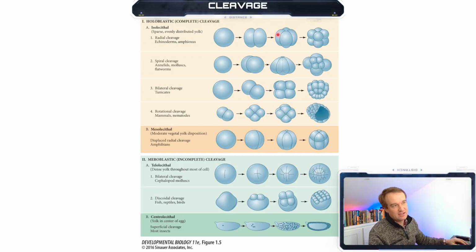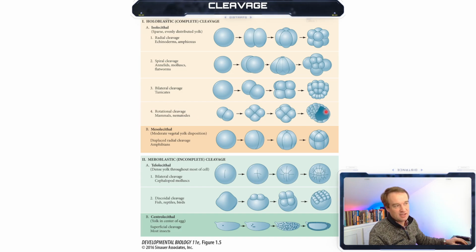So then the pattern that they do. Isolecithal, this pattern, as you can see, goes in these oblong shapes, but doubling in layers almost. We have spiral cleavage, where they duplicate along an axis. We have bilateral cleavage, where everything's in two halves, a left and a right half, bilateral, two halves. And then this rotational cleavage, this is more of what mammals and nematodes do.